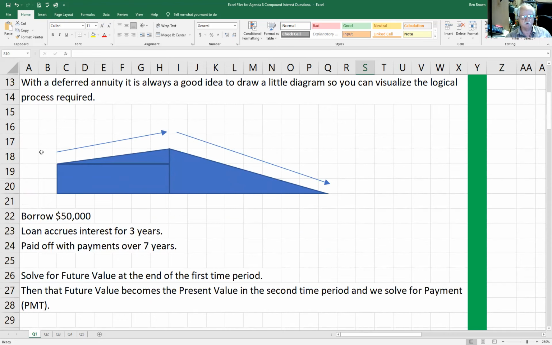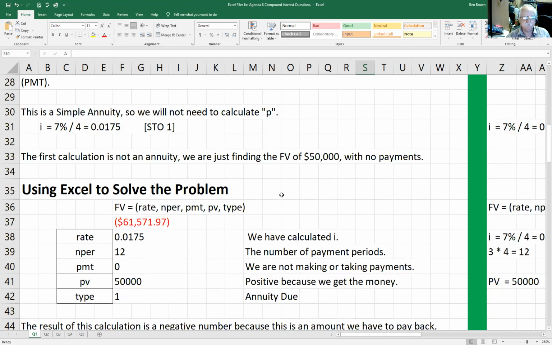We're starting by borrowing the 50,000, and then we go for a certain period of time where we don't pay any payments. So this period of time is not an annuity. This period of time is just a compound interest question. The 7 years when we're paying it off, this is the annuity. So this is where we have to calculate how the annuity works. This one is just finding the future value of a sum of money. We could do this with Excel.